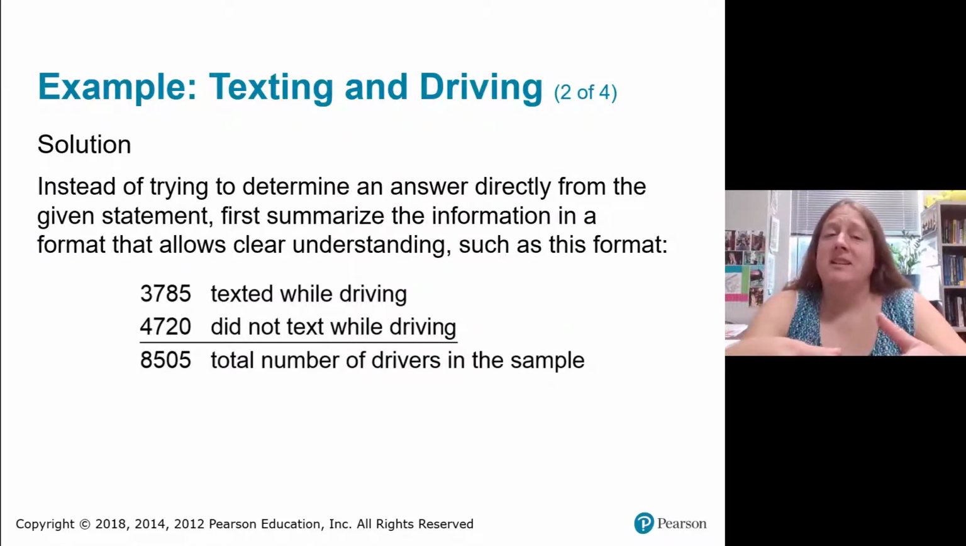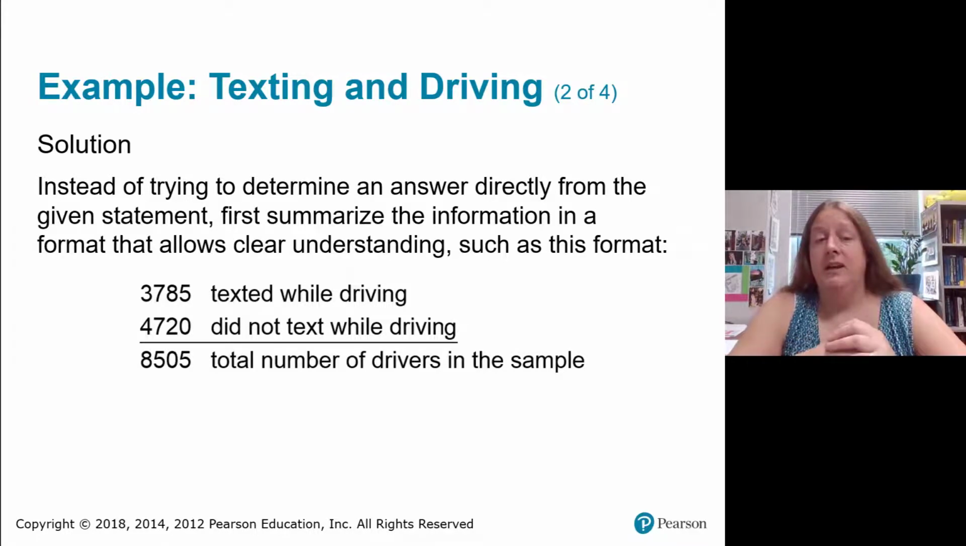So when we get something like this, we can't necessarily jump straight to probability. We might need more. If I wanted to find the probability, I need to be able to divide by the total number of people that were asked. So instead of trying to determine an answer straight away, we need to come up with that total number of drivers that were in the sample that was taken. To find that, we're going to add together the number that texted and the number who did not text. We add them together, we get 8,505 high school students, the number of drivers in our sample.